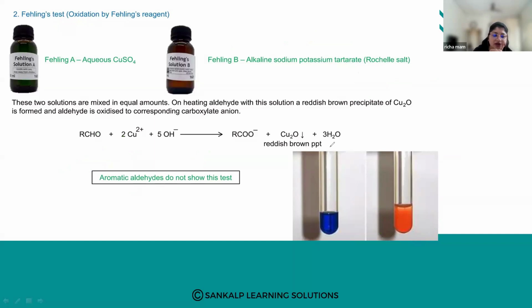So I want you all to go through all the things. Today we have discussed the nucleophilic addition reaction. Let us sum up all the things we have discussed in the previous class. We started with the nucleophilic addition reactions.